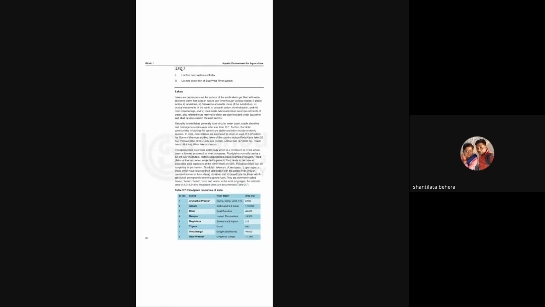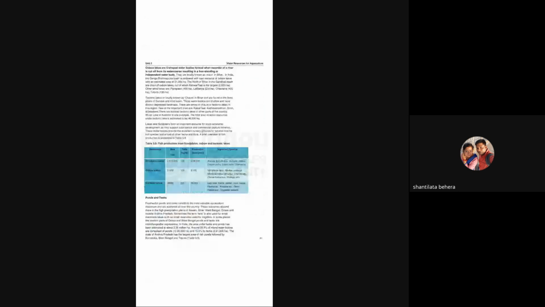Okay, so rivers are one type of inland fishery system, inland fishery resource. These are different river systems which are resources for us for doing the aquaculture process. Next is lakes. Lakes are also an inland fishery. Lake is also coming in the inland fishery. So there are a number of lakes that are used for this aquaculture process.